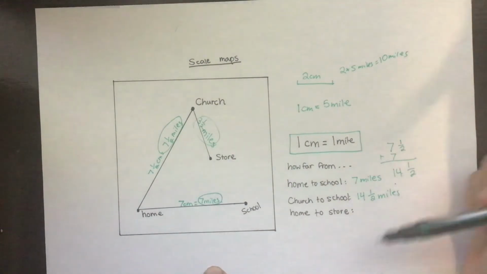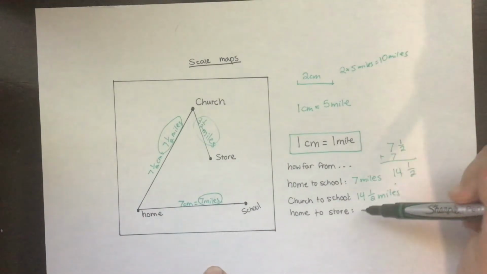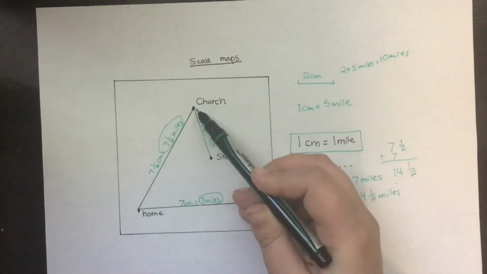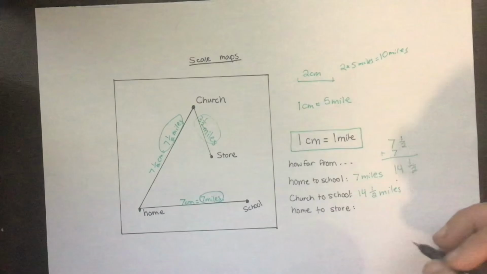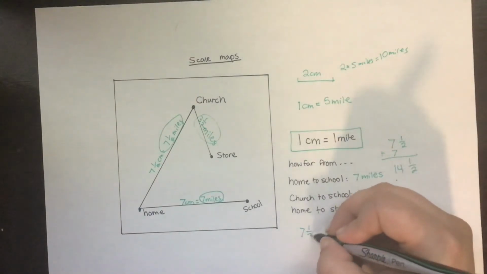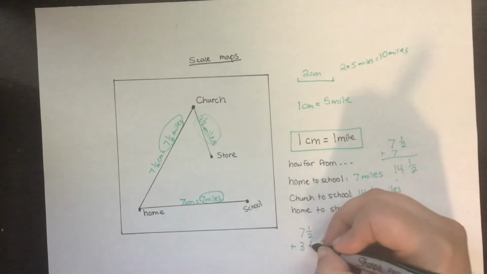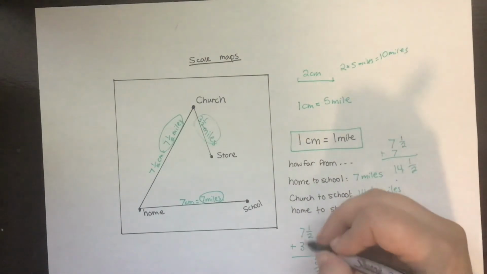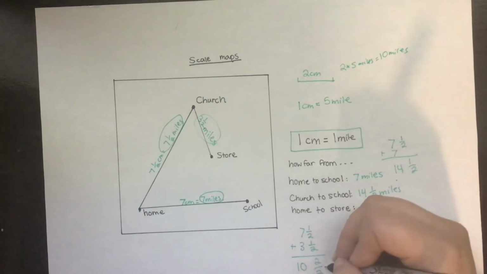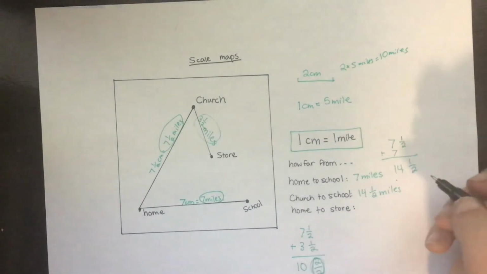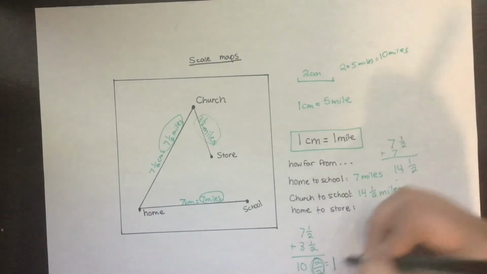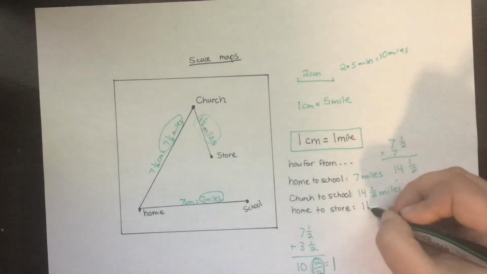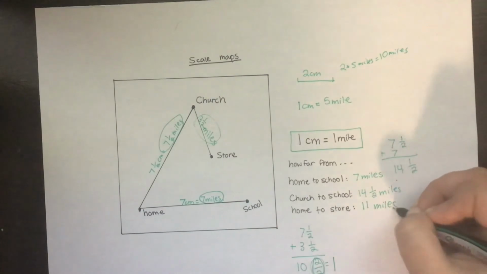There we go. And finally, we want to know how to get from the home to the store. So once again, I need to follow my path. So that's this one and this one. So that's the same as 7.5 plus 3.5. So half plus a half equals 2 halves. 7 plus 3 equals 10. 10 and 2 halves. How else can I write 2 halves? That's the same thing as another whole. So then in total, that is 11. So it's 11 miles from home to store.